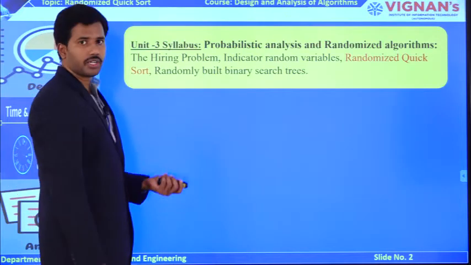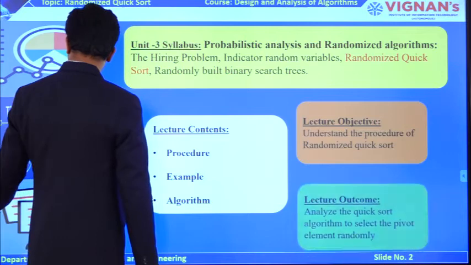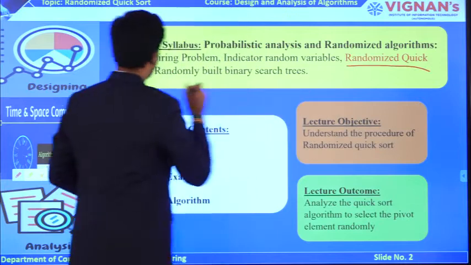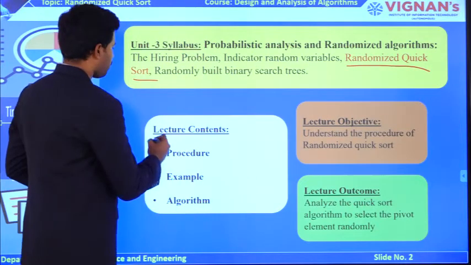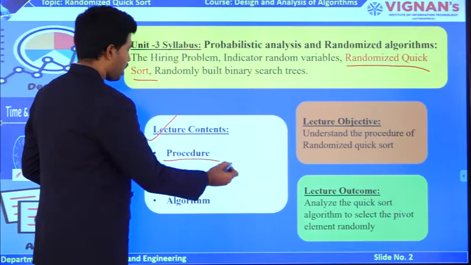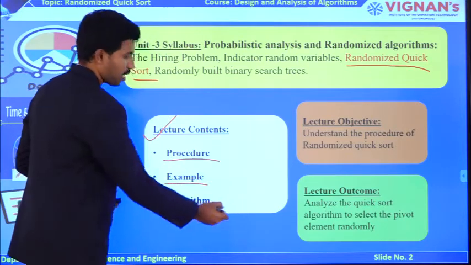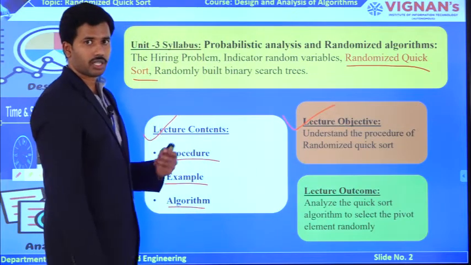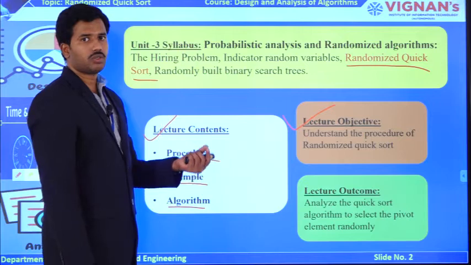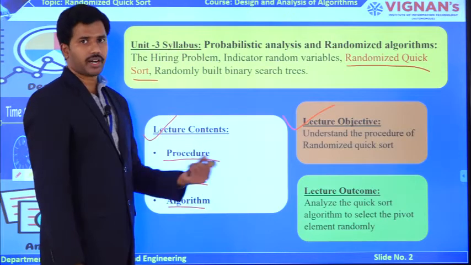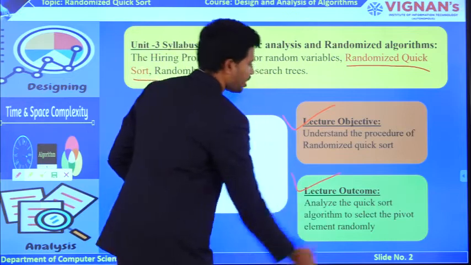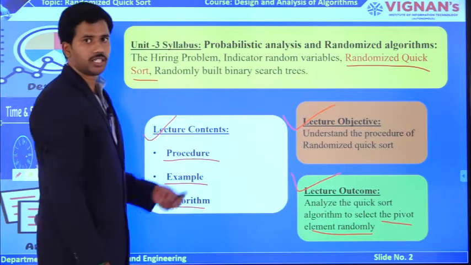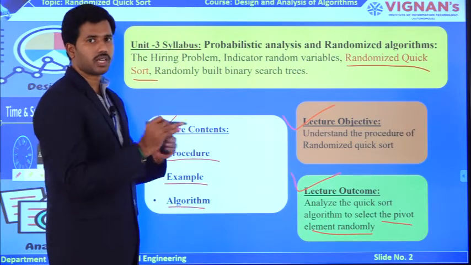Now you try to observe how it is going to be possible. So this is your unit 3 syllabus. Currently we are discussing the randomized quicksort chapter, and the main contents of our lecture are the procedure of randomized quicksort, and we will discuss one example followed by the algorithm. The main objective of this lecture is to understand the procedure of randomized quicksort, how it chooses the pivot element randomly, and the main outcome is analyzing the quicksort algorithm. So how to select the pivot element randomly, that is the main theme. That is the main difference between quicksort and randomized quicksort.